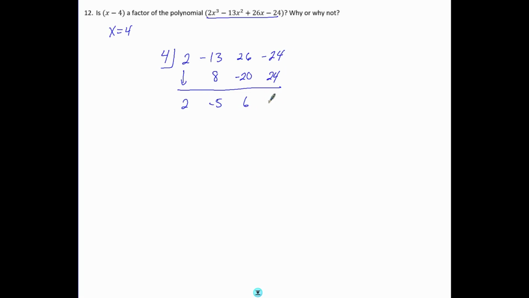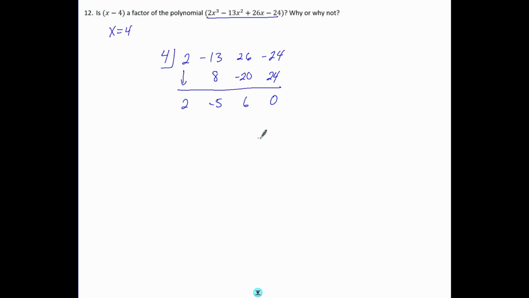Next, question 12, we want to see, is this a factor of that polynomial? Why or why not? So you're going to want to just go synthetic division. Set this equal to 0 and solve, so we're going to get x equal to 4. And that's what we're going to put into the corner. And 2, minus 13, 26, minus 24. Just the coefficients of the polynomial. This is synthetic division, so bring the 2 down, 4 times 2 is 8, negative 13 plus 8 is negative 5, 4 times negative 5 is negative 20, 26 minus 20 is 6, 4 times 6 is 24, and those cancel out and we get 0.